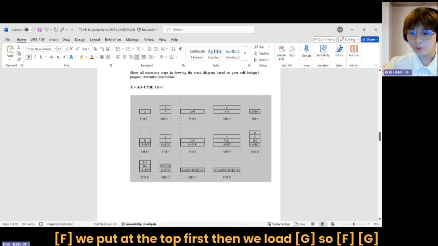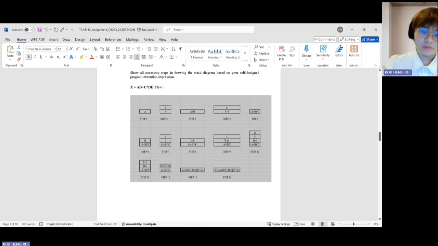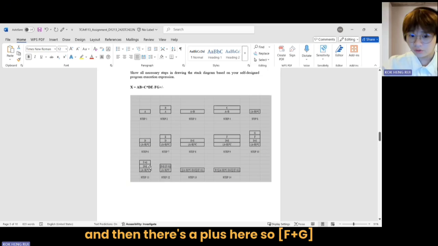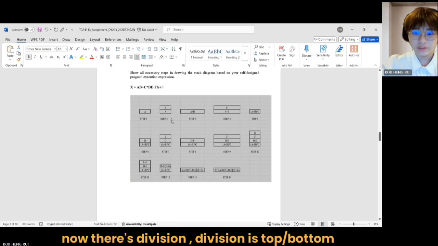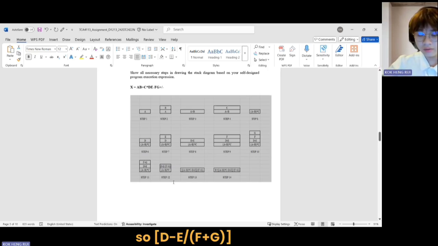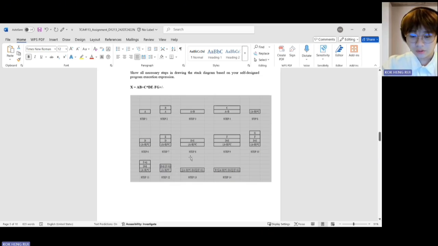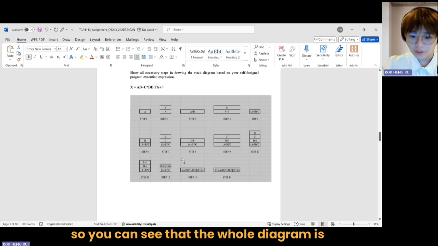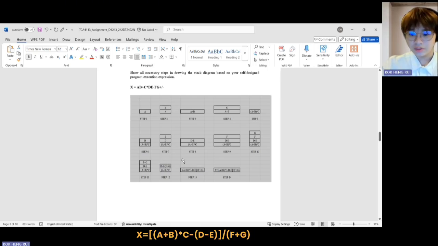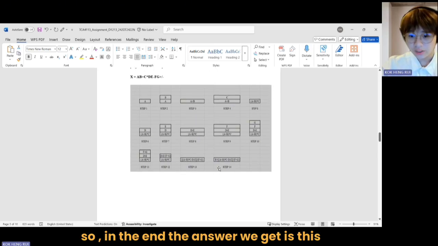So F we put at the top first, and then we load G. So FG. And then there's a plus here. So F plus G. There's now division. So division is top divide by bottom. So DE divide and then divide by F plus G. And then you can see that there's minus here. So lastly is the minus. So you can see that the whole diagram is A plus B multiplied by C minus D minus E, and then divide by F plus G. So in the end, the answer we get is this.